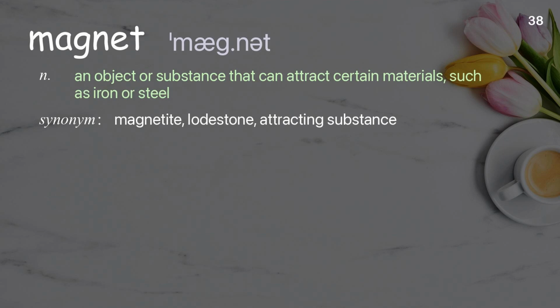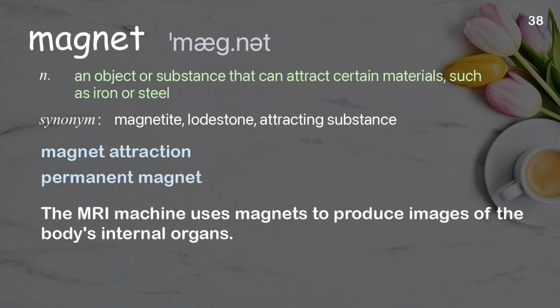Magnet. An object or substance that can attract certain materials, such as iron or steel. Examples: magnet attraction. Permanent magnet. The MRI machine uses magnets to produce images of the body's internal organs.